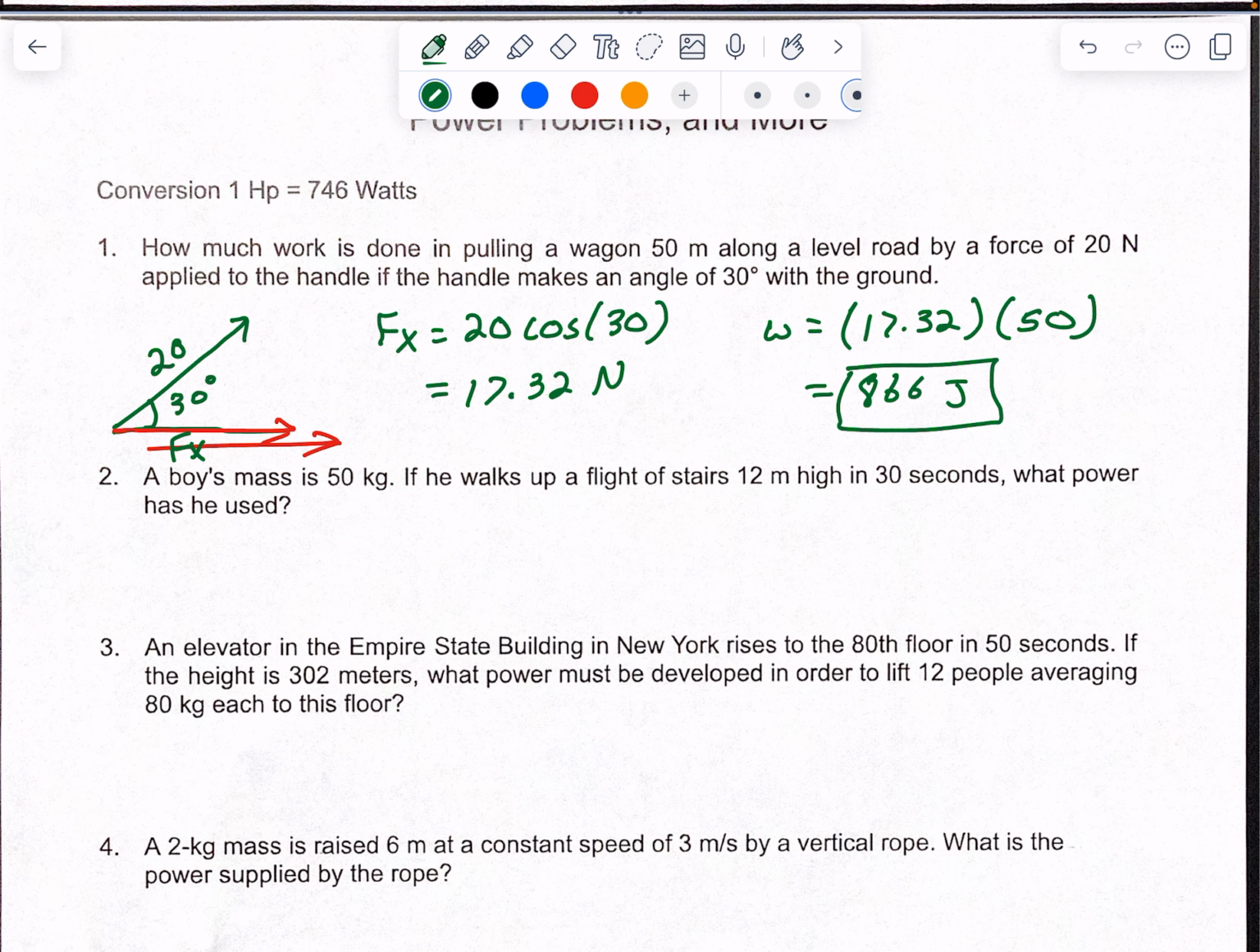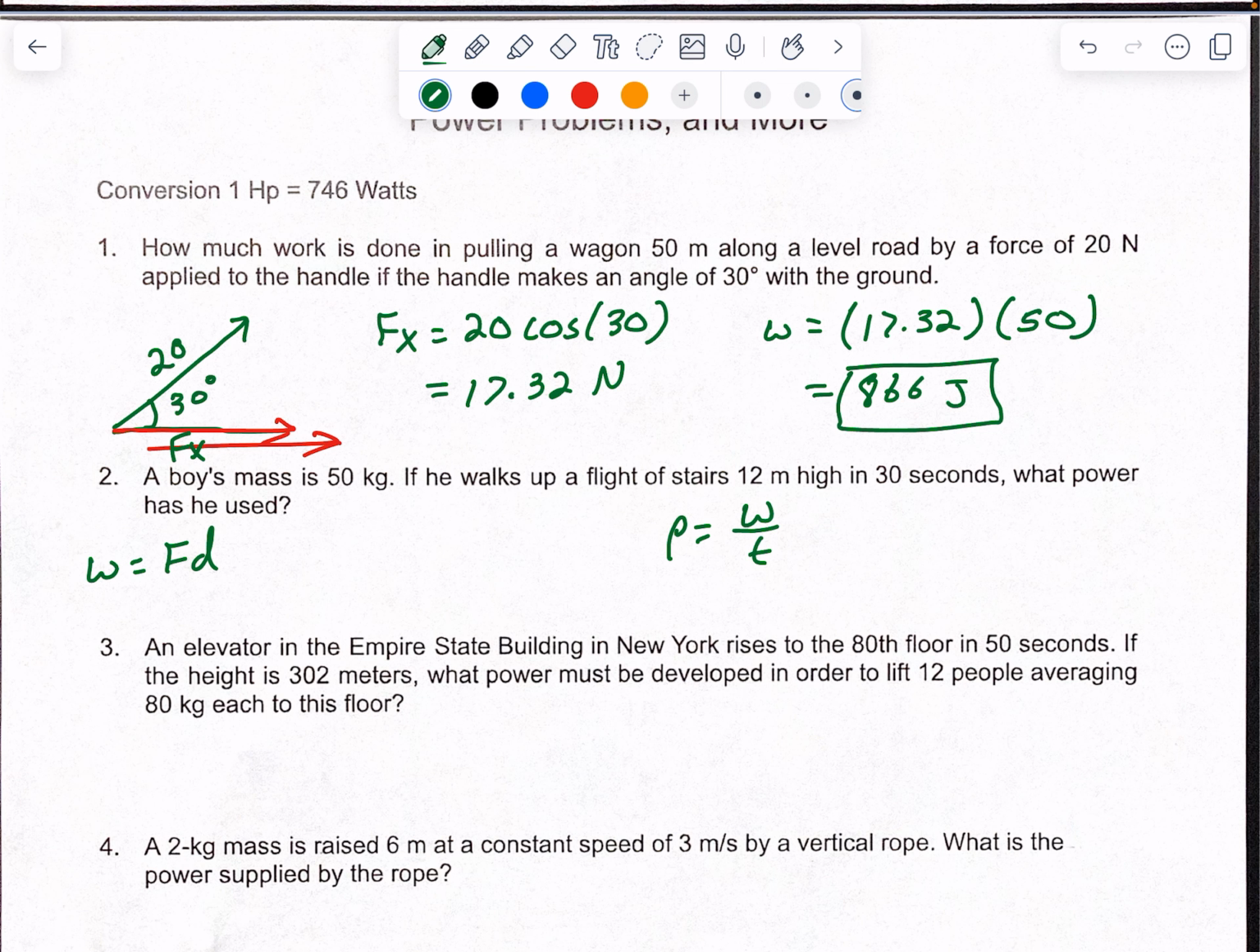Okay, number 2: a boy's mass is 50 kilograms. He walks up a flight of stairs 12 meters high in 30 seconds. What power has he used? Well, power equals work divided by time. I've got time, but I don't have work, so I'm going to have to find it. Work equals force times distance. I have a distance, but I don't have a force.